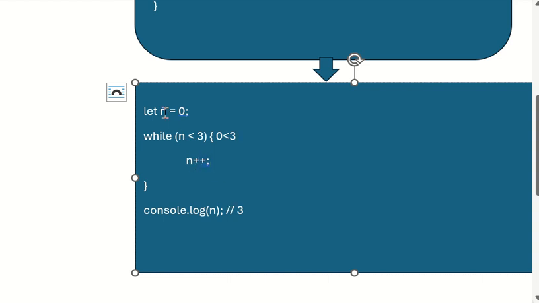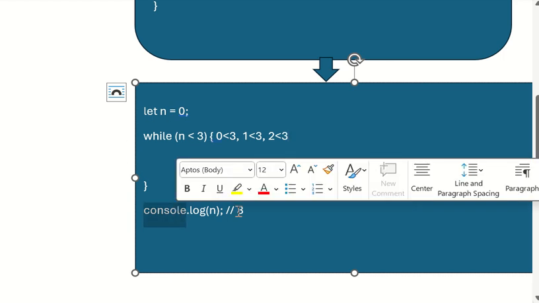Okay, then again the while loop will be executed, so 1 less than 3, yes. So here n plus plus means 1 becomes 2. Again we will check the condition, 2 less than 3, yes, so n will be 3. Okay, n will be incremented by 1, because this is the increment operator. So 3 less than 3, no. So it will go outside and console log n is equal to 3.